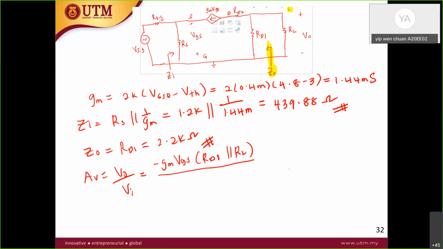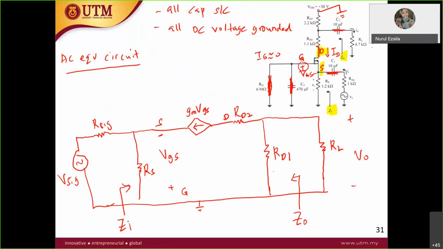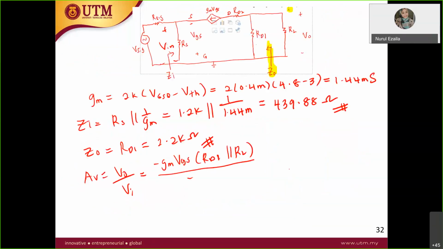What is V in? Oh, I forgot to write here. This is the V in. Positive or negative? Negative VGS. Yes, negative. Sorry, what happened to me today? Okay, V in is negative VGS. Cancel out VGS. So you will get negative GM RD1 parallel with RL. So this value is positive, yes, positive. Thank you.